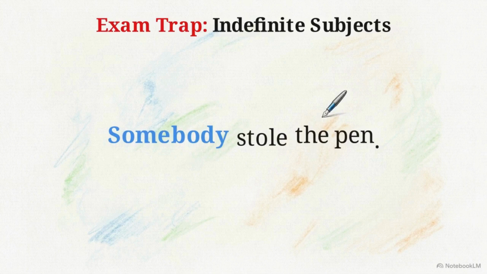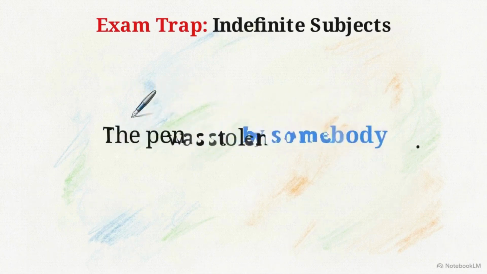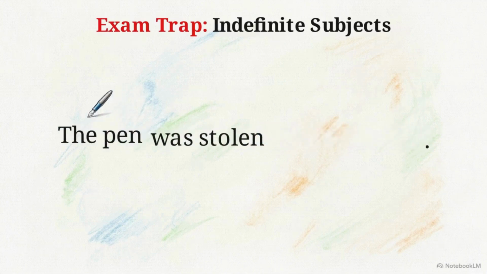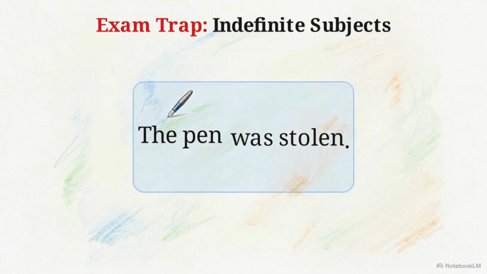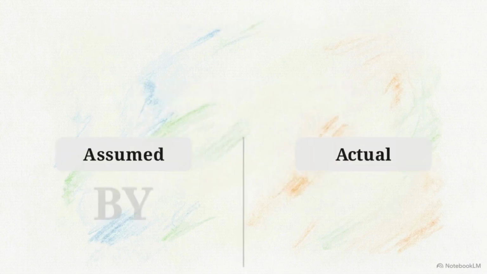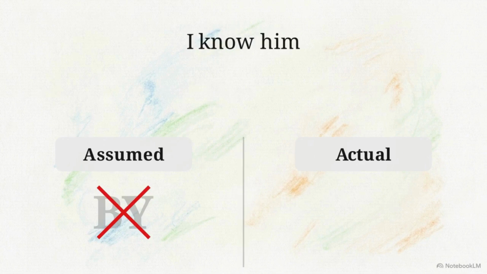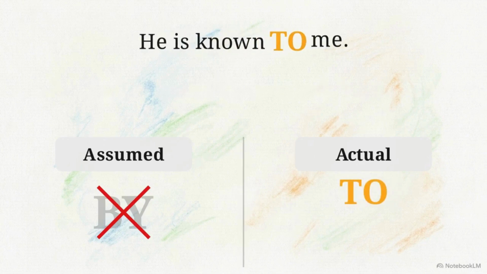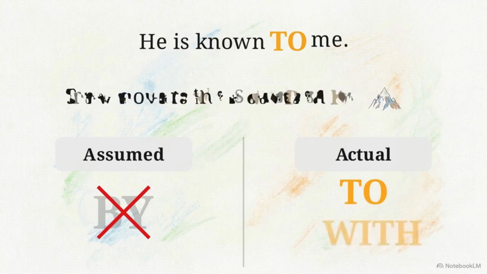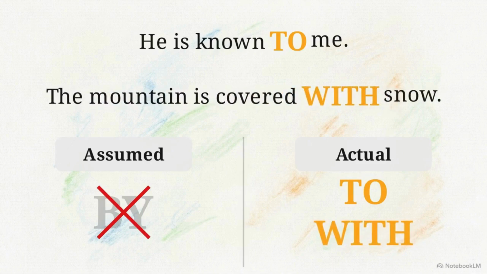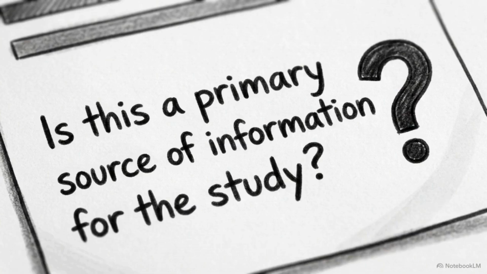In the sentence, somebody stole the pen, the subject, somebody, is indefinite. In the passive form, you drop the subject entirely. The sentence simply becomes, the pen was stolen. Many students assume passive voice always requires the word by, but specific verbs use fixed prepositions instead. I know him becomes he is known to me, and snow covers the mountain becomes the mountain is covered with snow.